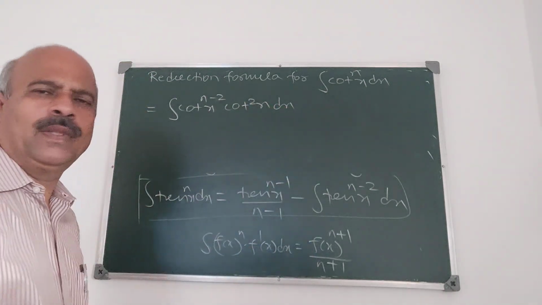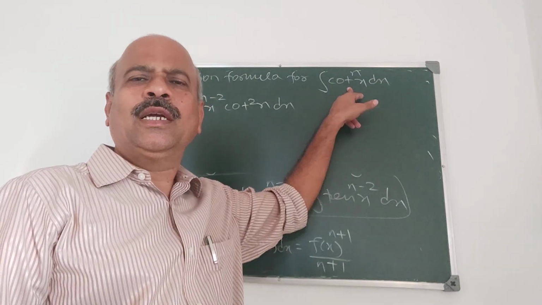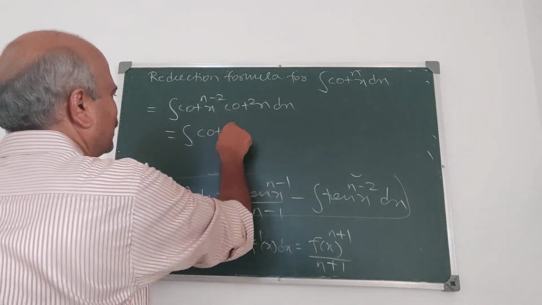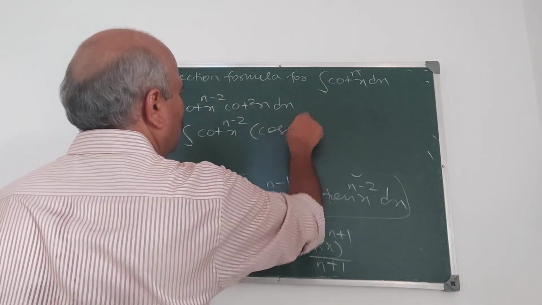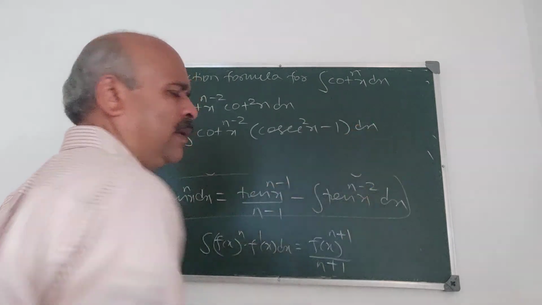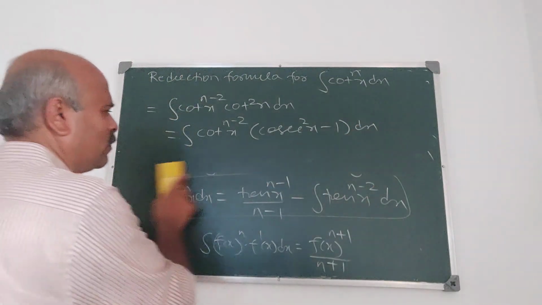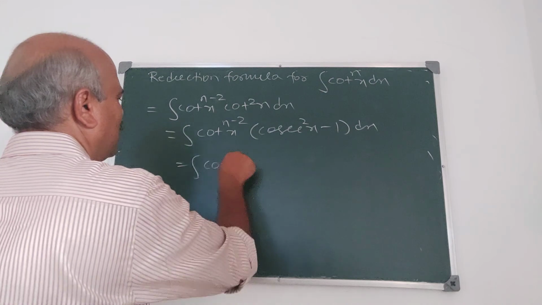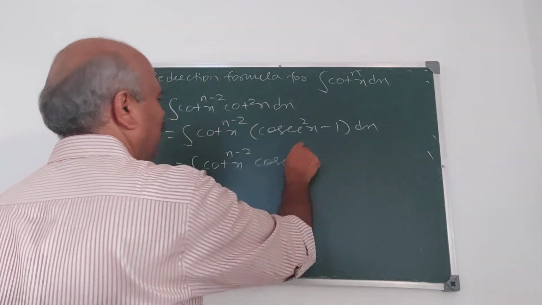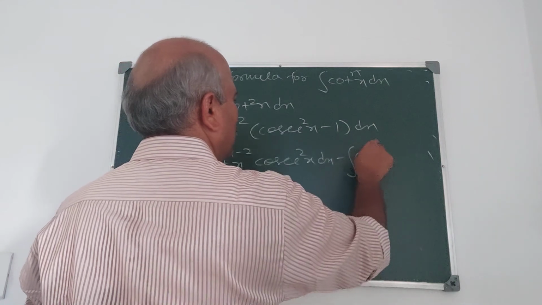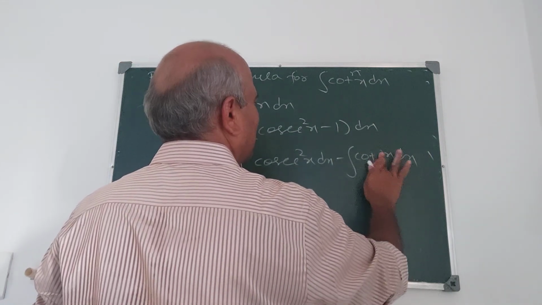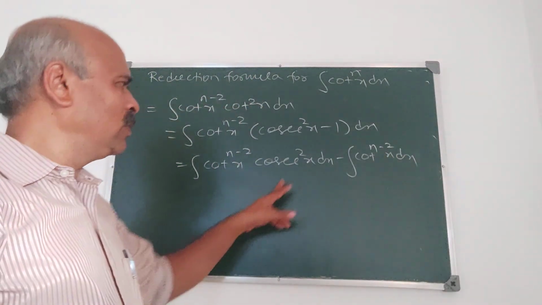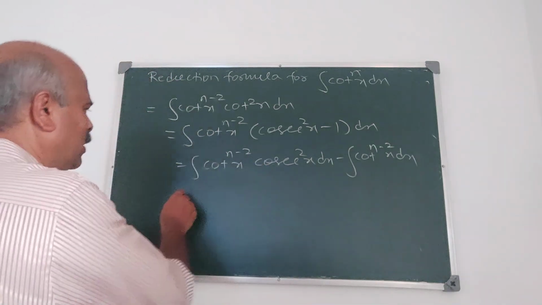That is the first step. Follow now, cot x raised to n is written as cot x raised to n minus 2 into cot square x. It is therefore cot x raised to n minus 2 into cosec square x minus 1. What is cot square x? Cosec square x minus 1. Therefore, integral of cot x raised to n minus 2 into cosec square x dx minus integral of cot x raised to n minus 2 dx. I think you followed this step.